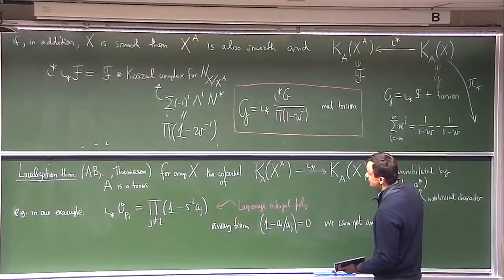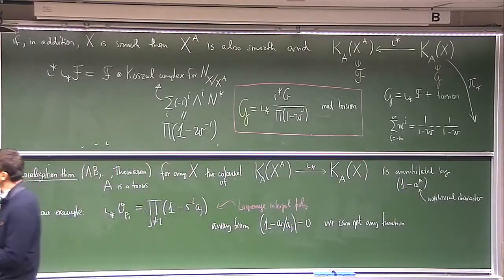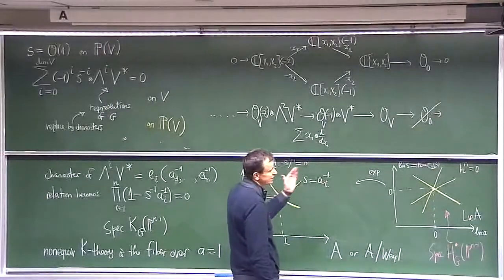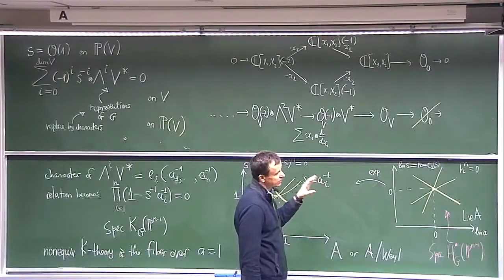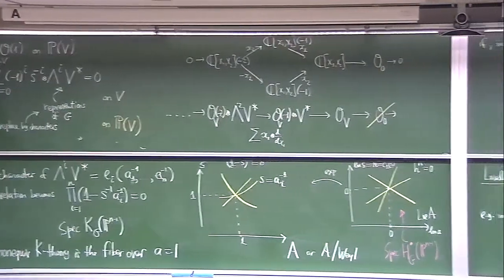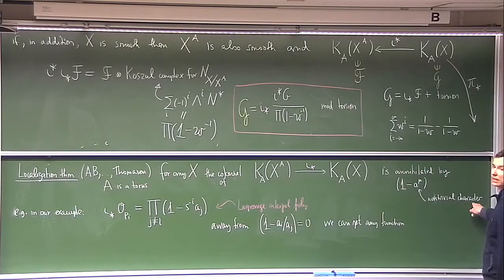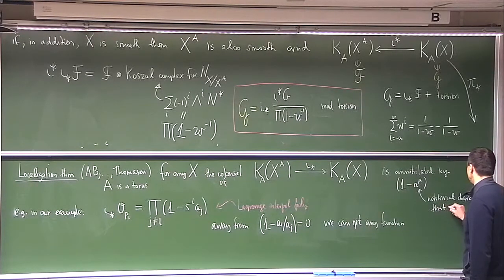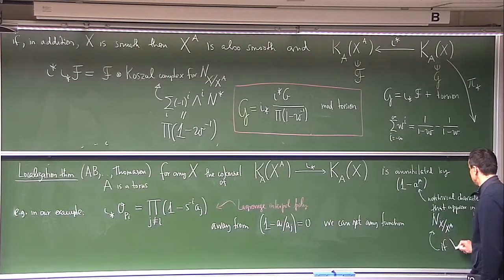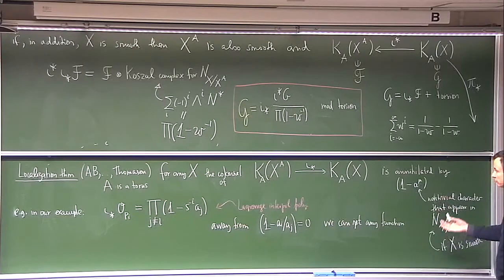Anyway, this tells you that if I restrict to the fixed locus... and I forgot to say that in this formulation, if your variety is smooth, you know exactly which characters you need to invert. Namely, you need to invert the non-trivial characters that appear in the normal bundle to the fixed locus, and this of course is if X is smooth. If X is smooth, then you know exactly what you have to invert.